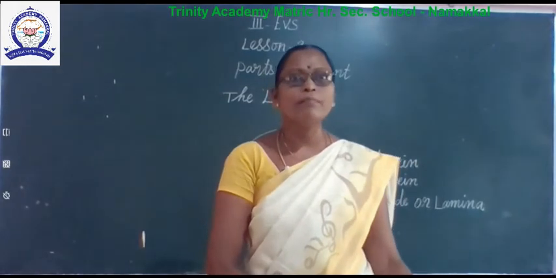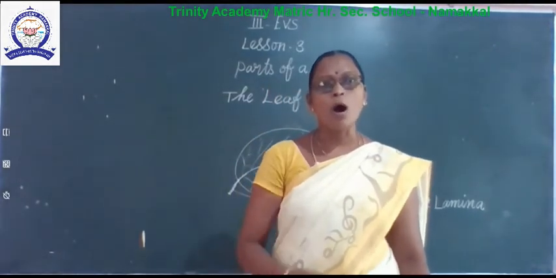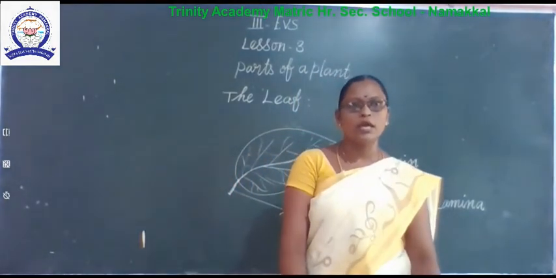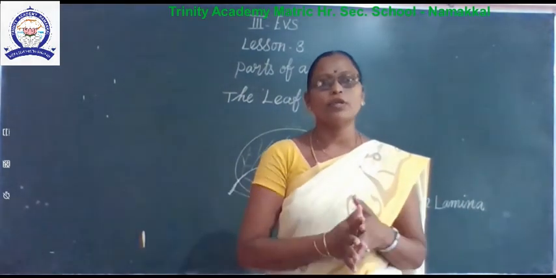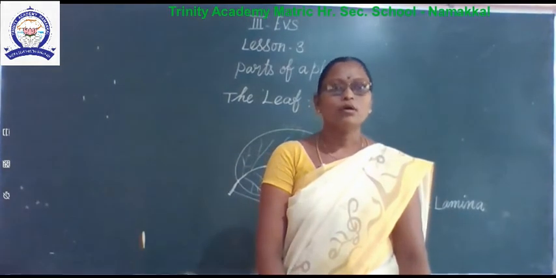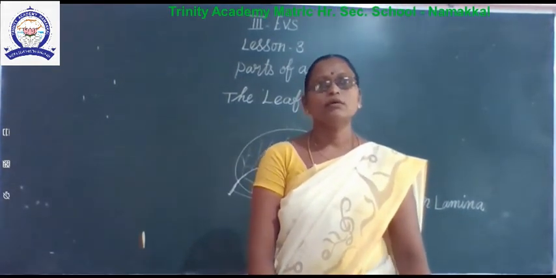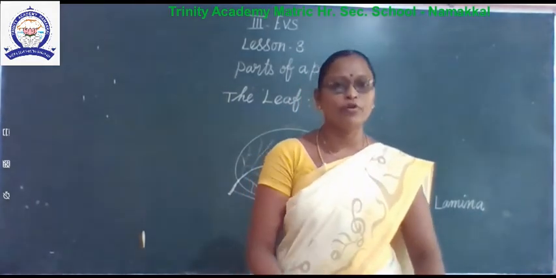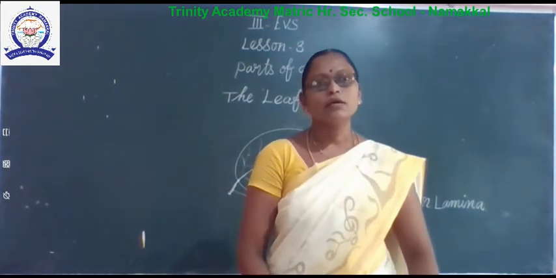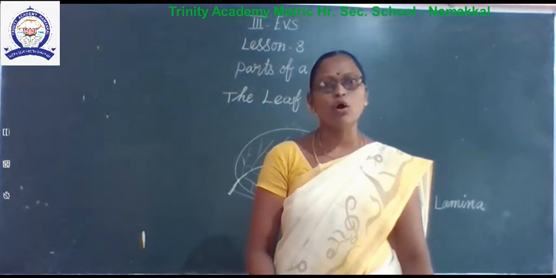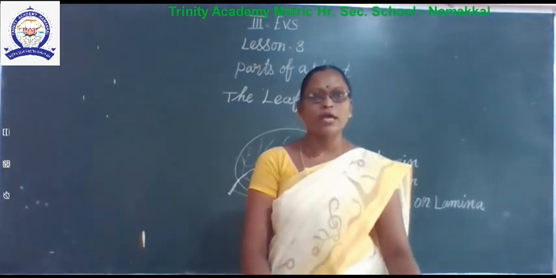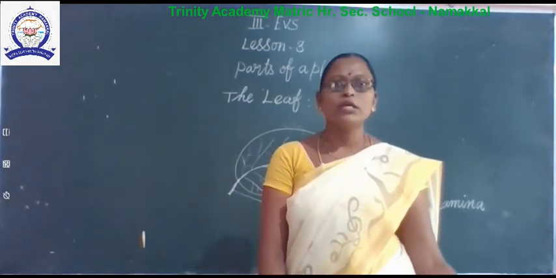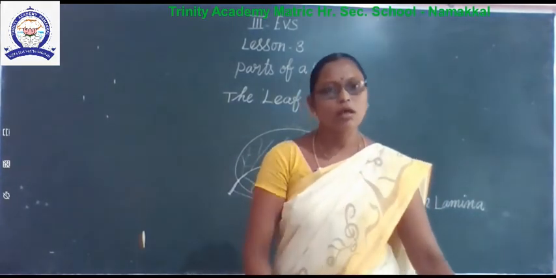The food made by the leaves is sent to all parts of the plant through the stem. In some plants such as cabbage and spinach, the leaves store extra food. That is why we eat the leaves of such plants.